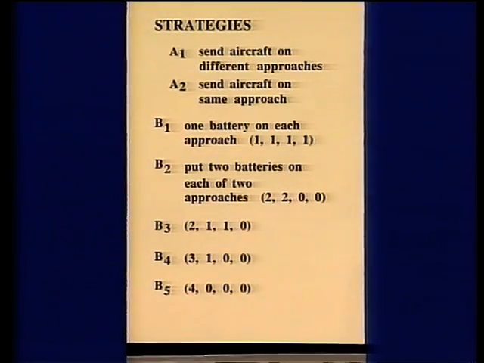We can examine the strategies for the two opponents. There are two for A, to send the aircraft on different approaches or to use them on the same approach. And B has 5 options. He can put one battery to cover each of the 4 approaches, or double up and leave 2 of the approaches exposed, or 2 on one, 1 on each of 2 others and leave a 4th exposed, or 3 on one, 1 on another, or all 4 covering 1.